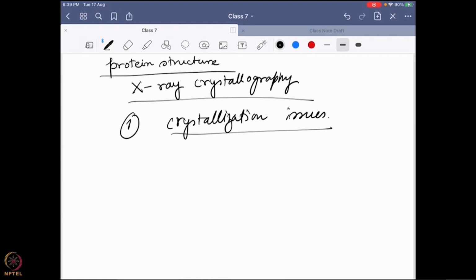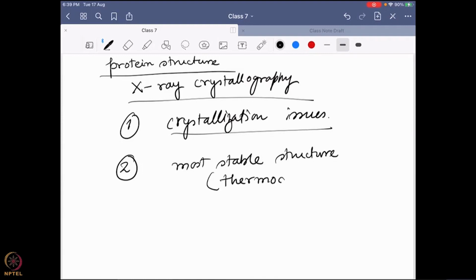And second, one more fundamental thing is the following: when we crystallize a protein, what are we actually seeing? We are seeing the most stable structure of the protein. That means, with respect to thermodynamics, thermodynamically, it is the most stable structure I am seeing.